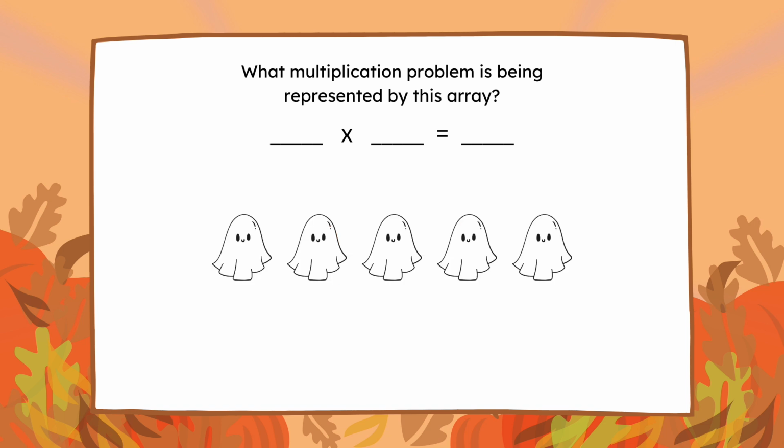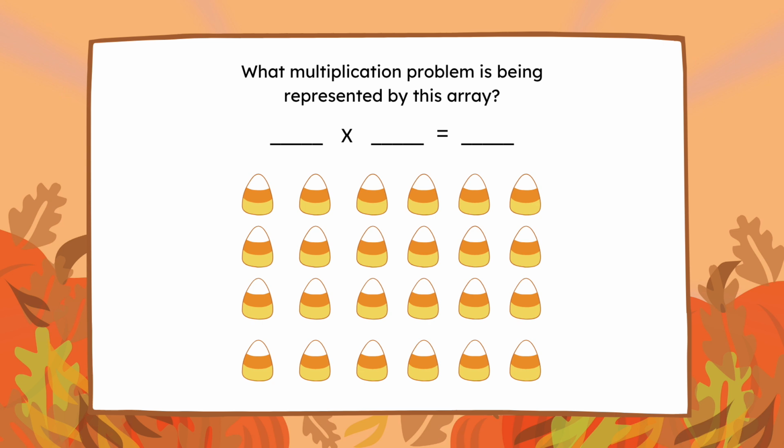Here's another one. What multiplication problem is being represented by this array? So we have some ghosts. This one's kind of tricky. So let's count how many rows. 1. Yes, there's only 1 row of ghosts. So it'd be 1 times, and then how many columns? 1, 2, 3, 4, 5. Sorry, 5 ghosts. So it'd be 1 times 5. And how many ghosts are there? 5. Good job.